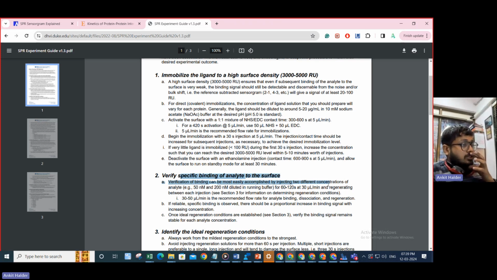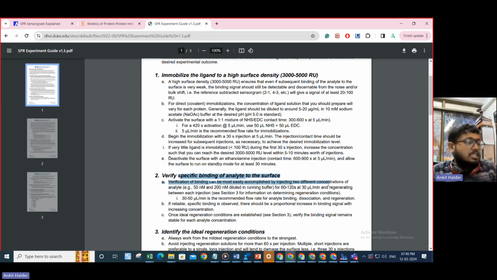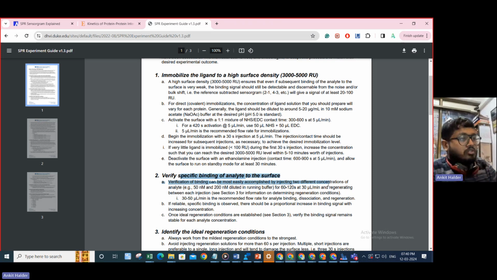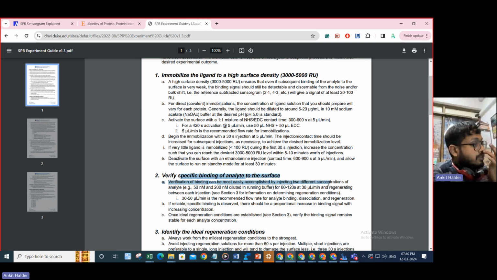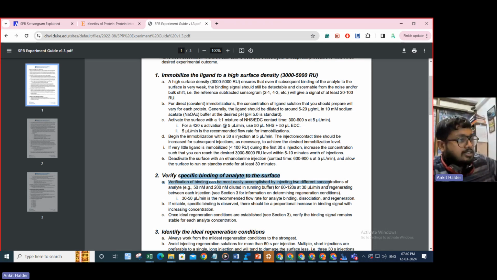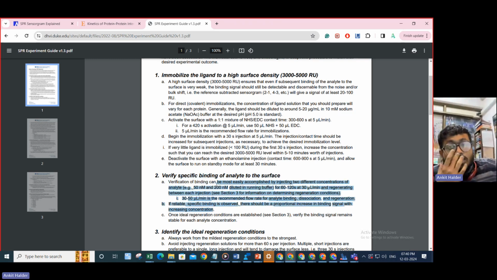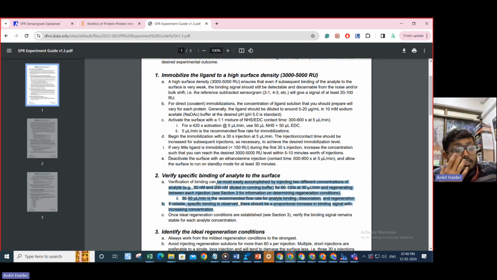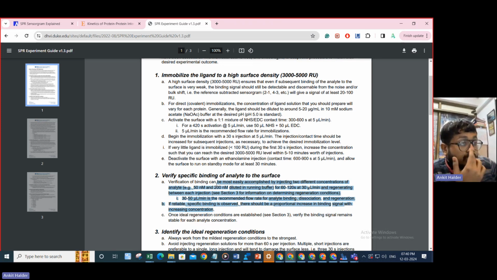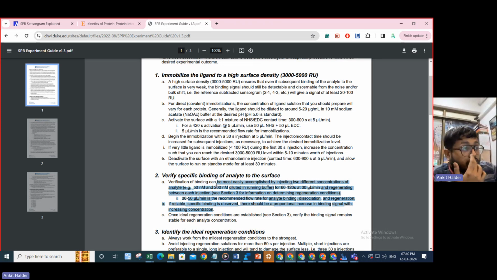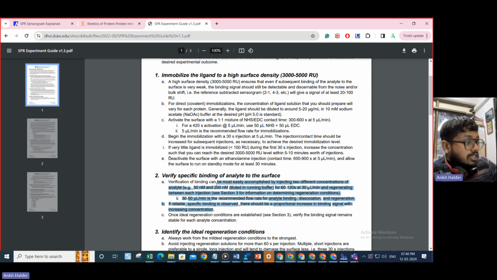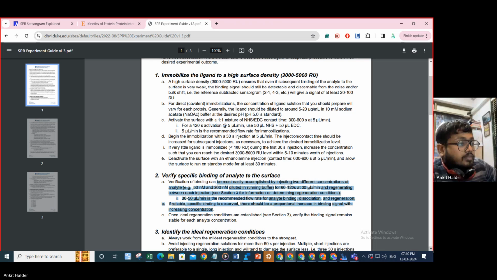For flow rate, 30 to 50 microliter per minute is the recommended flow rate for analyte binding, dissociation and regeneration. If reliable specific binding is observed, there will be a proportional increase in binding signal with increasing concentration, 50 nanomolar to 200 nanomolar, if the analyte is specifically binding to your ligand. So if you increase your concentration, the signal will definitely increase. Once ideal regeneration conditions are established, verify the binding signal remains stable for each analyte concentration.